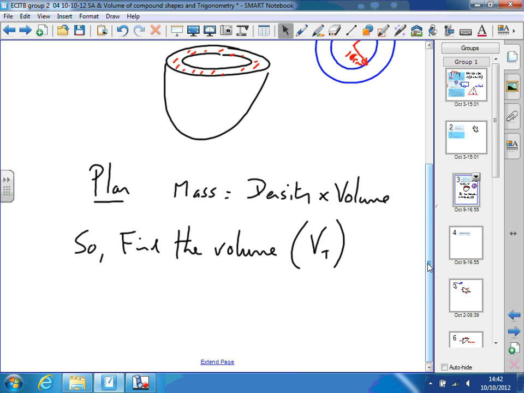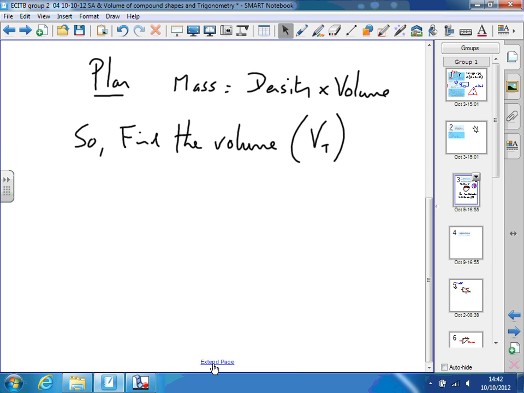So in other words, the total volume equals the volume, let's call that VE for the external radius of the thing, minus VI for the internal radius of it. So now we need the formula. What's the formula? We've got here basically a hemisphere.